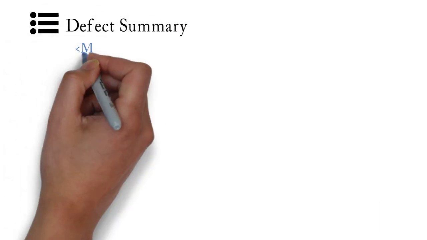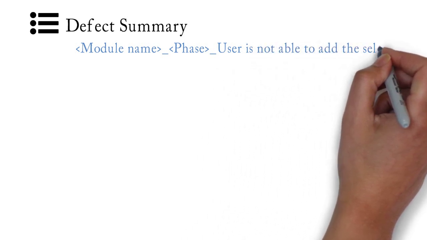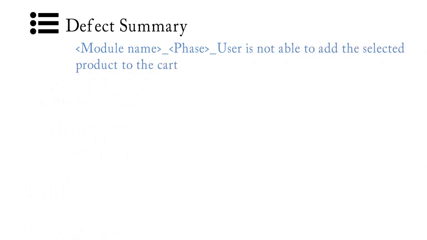The defect summary can be: user is not able to add the selected product to the cart. It's always better to mention the module name and the phase of the testing before the defect summary so that it can be very well understood by everyone who sees this defect. As this testing comes under the placing an order module, the module name can be placing an order. And if the phase is system testing, that can be mentioned after this. So the defect summary can be placing an order underscore system testing underscore user is not able to add the selected product to the cart.